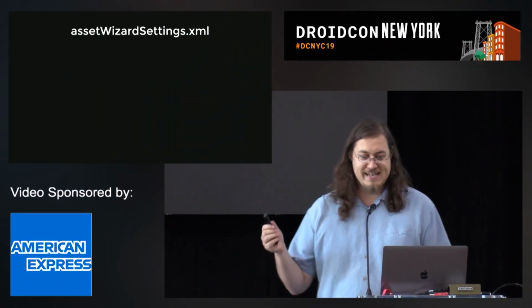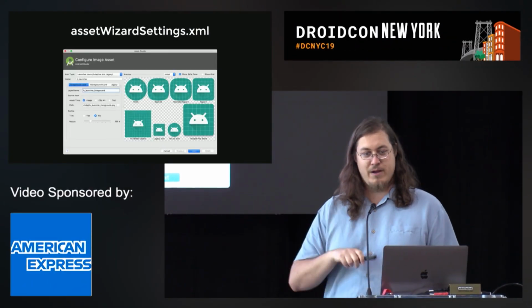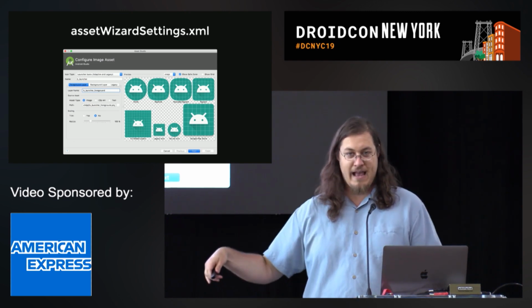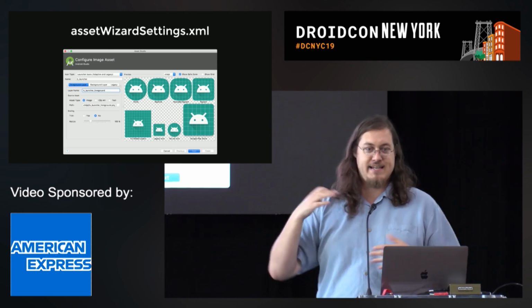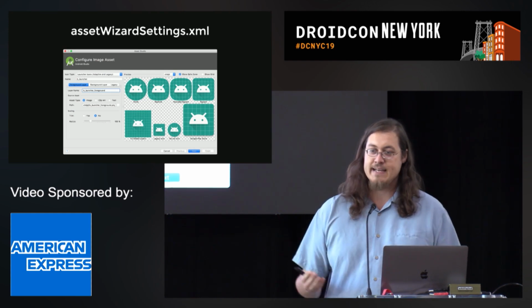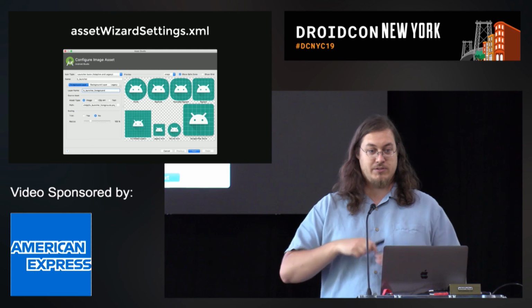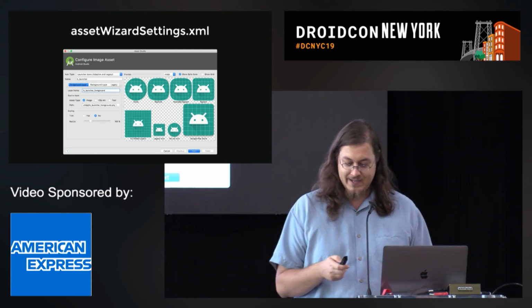Little files like asset wizard settings.xml. This is literally just when you go and you add an asset to the Asset Studio in Android Studio. This is just a persisted version of all those settings. That's why when you reopen this window after having used it previously, you have all the previous settings you used last time. Again, this is just sort of cached data from the IDE that isn't really relevant to backup. And this is the sort of stuff that causes a lot of people to just exclude the directory entirely.